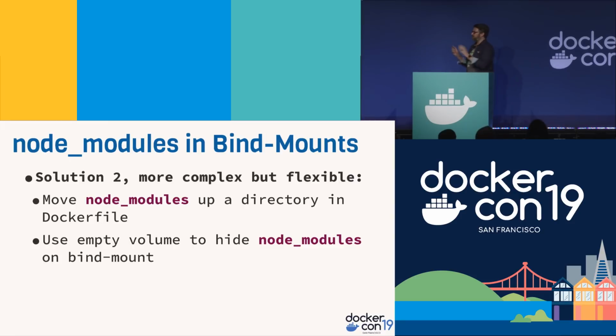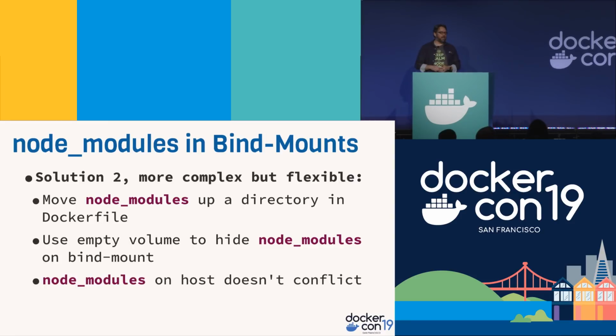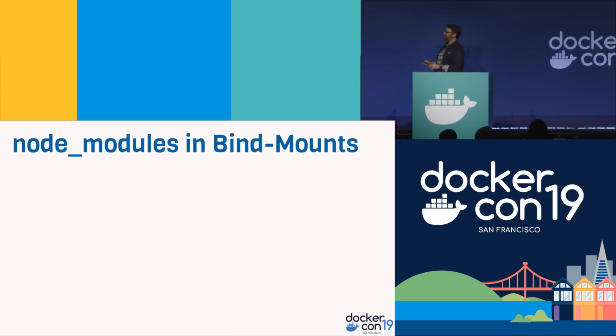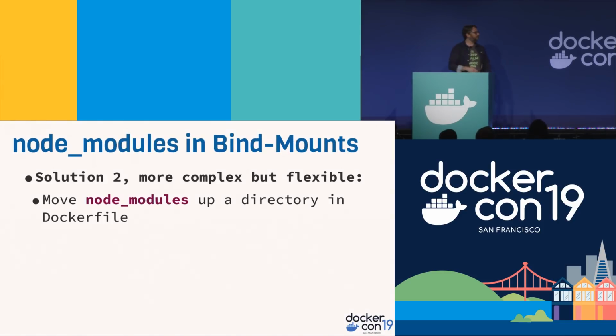I wish I had a better graphic to show you, but I have examples on all this in the links at the end of the slide. That way, the Node modules on your host are separated. So they can live separately, which means you could do development on the host without Docker, and then you could do it in the container, and the Node modules would never clash. All right? So that's a little more advanced. I call that solution 2. I don't really have a good name for it.